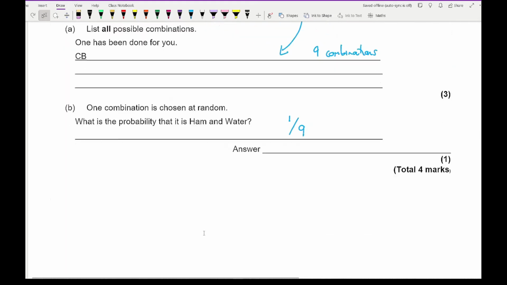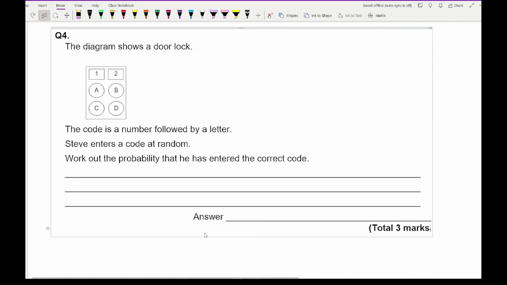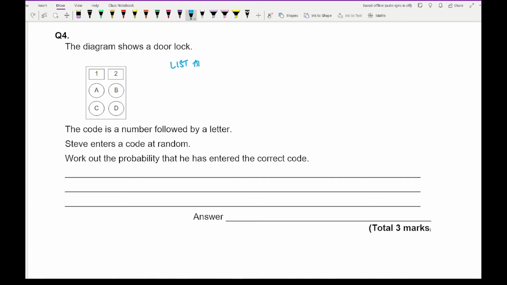So let's have a look at our 4th example. It says the diagram shows a door lock. We've got 1 and 2 and then A, B, C, D. The code is a number followed by a letter. Steve enters a code at random. Work out the probability that they have entered the correct code. So for this what I need to do is list the options, or list all combos. And how do I do that?